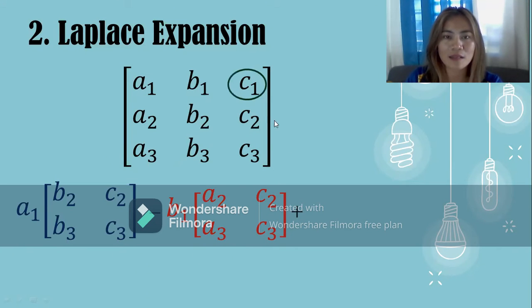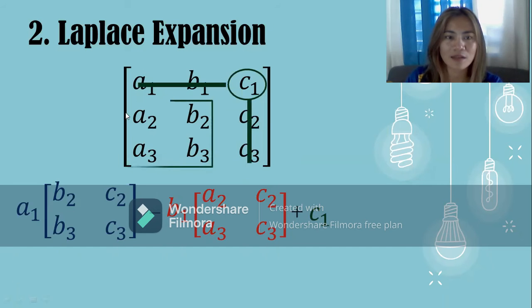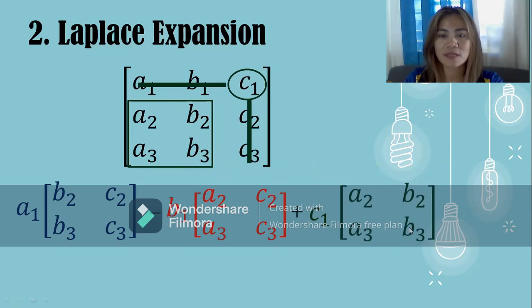Next, get this element, C sub 1. Then exclude these elements and get the determinant of the remaining elements: A sub 2, B sub 2, A sub 3, and B sub 3. So this is how you're going to do the Laplace expansion. So A sub 1 times the determinant of these elements, minus B sub 1 times the determinant of these elements, plus C sub 1 times the determinant of this matrix. Okay, let us have an example.